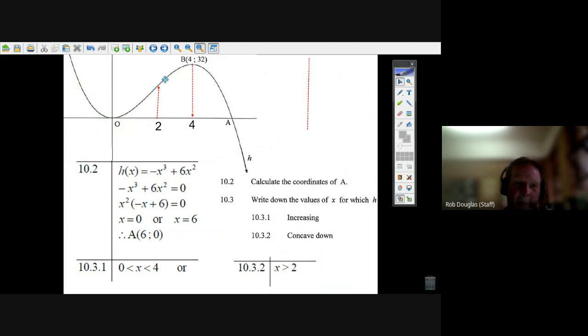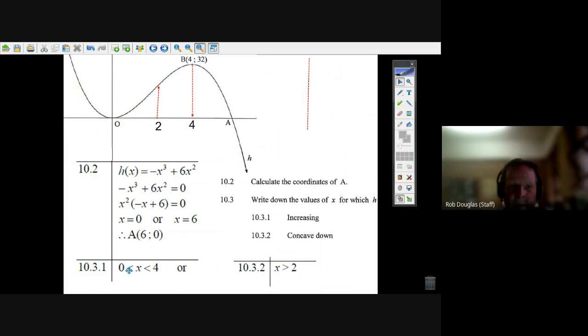Or if I thought of tangent lines, the gradients are positive. There are positive tangent lines. If I push them up against here, it's 0 here and 0 here. The gradients are positive going through there. And as I go from left to right, I can see I'm getting bigger and bigger. So that's why it's increasing. The values of x where it's increasing is x is less than 4, but greater than 0. And that's how you have to write it.